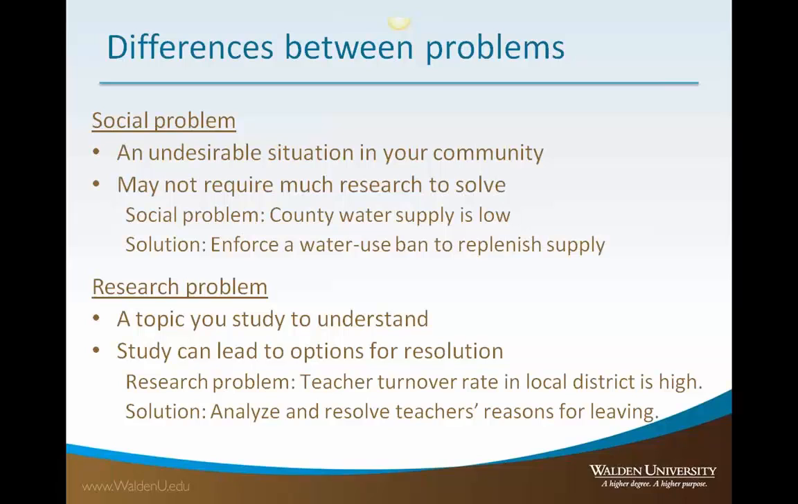And there's an example here on this slide. So let's say we've suffered a significant drought across the country here this summer. So let's say the county water supply is low. That is a social problem. That's a problem that's affecting the community. One solution could be to enforce a water use ban to replenish its supply. So residents, being good citizens, choose not to water their lawns, or they conserve water in their home so that there can be more water for everyone. And so that is a social problem, a practical problem that has a practical solution. Not a lot of research required there to figure out that resolution.